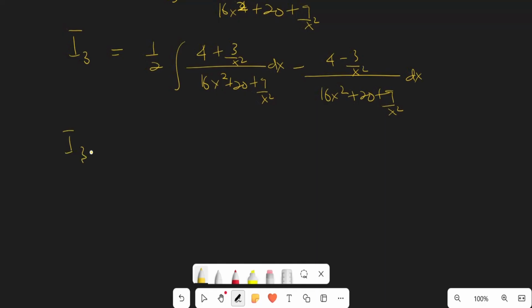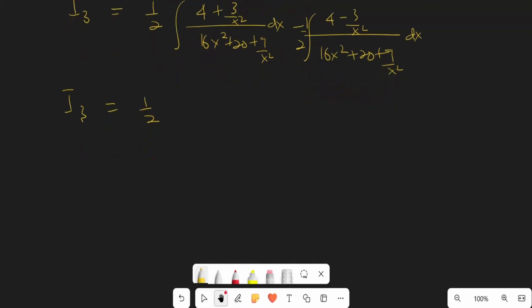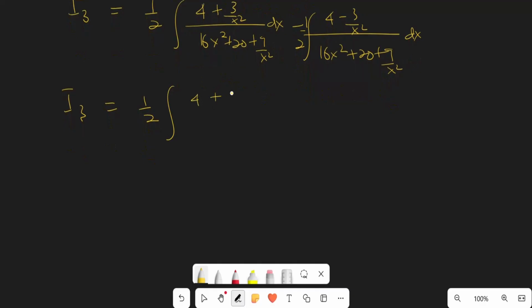So I3 is going to be 1/2. There is 1/2 here in the integral. So this is going to be 1/2 the integral of 4 plus 3 over x squared all over. This can also be factored. The denominator here can also be factored as 4x minus 3 over x all squared.